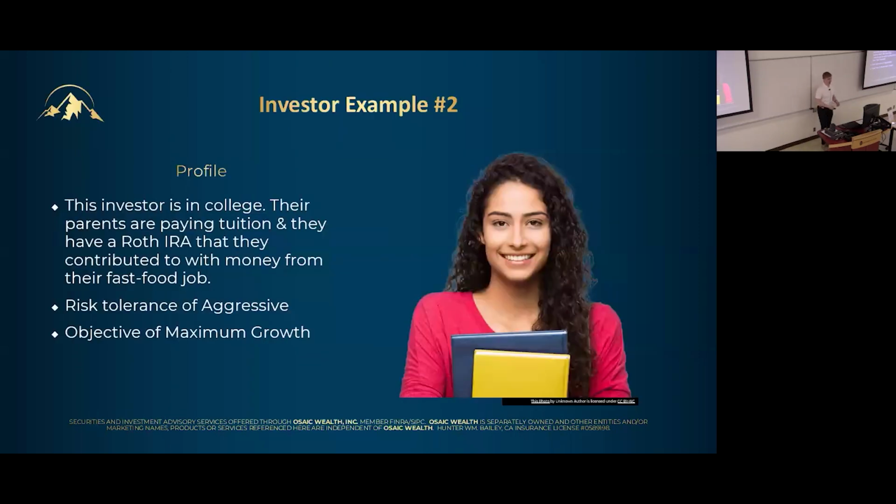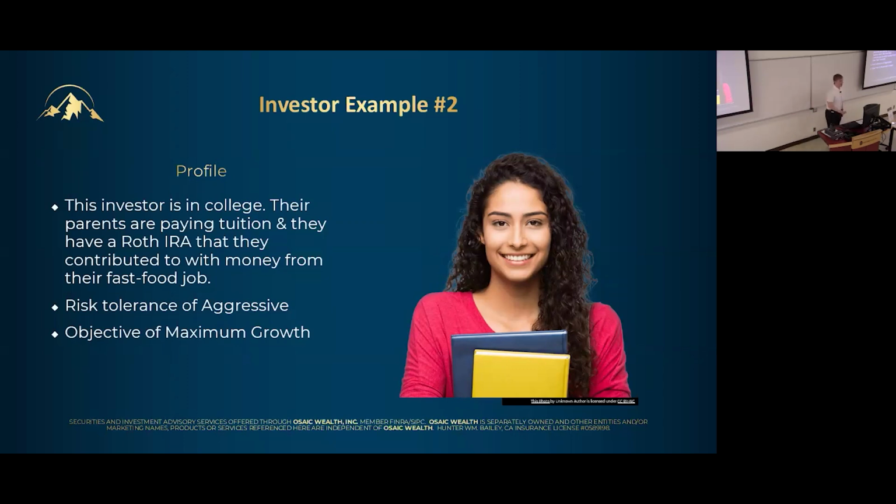If we move on to our next example, we've got an investor in college. So their parents are paying tuition, and they've got a Roth IRA that they contributed to with money from their fast food job. They're just tucking away all their extra money. They're being a really good kid, putting all of it into their Roth IRA, making us really proud.